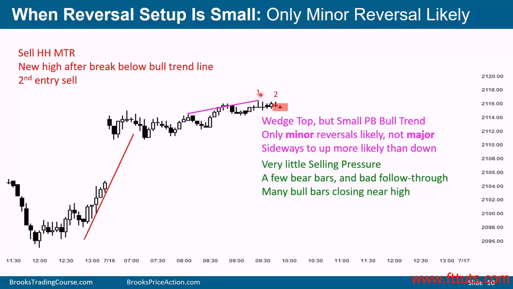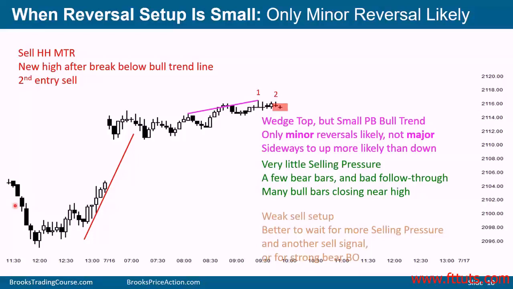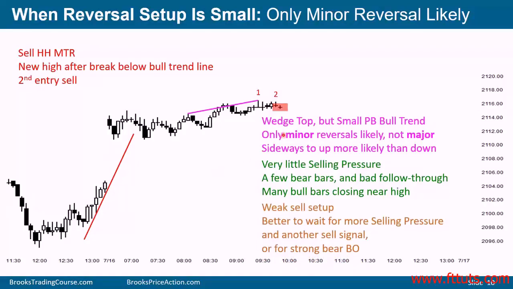Bull trends are always forming wedge tops. Bear trends are always forming wedge bottoms. 80% of them fail. Weak sell setup, certainly for a stop entry short, and therefore it's a bad sell. Better to wait for a stronger sell setup. Almost certainly there are more buyers below this sell signal bar than sellers, and we're probably going higher.